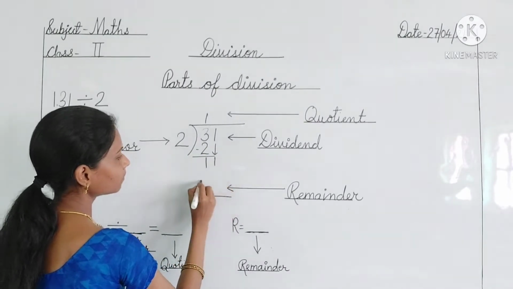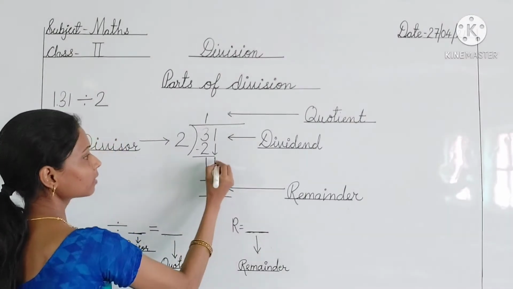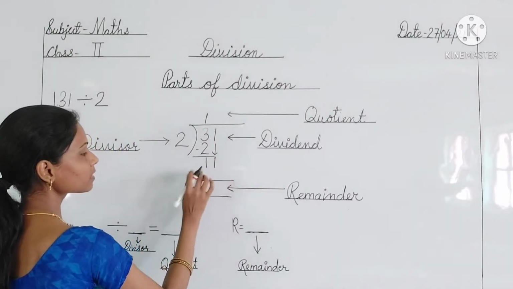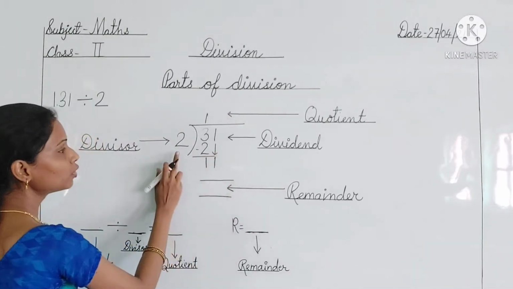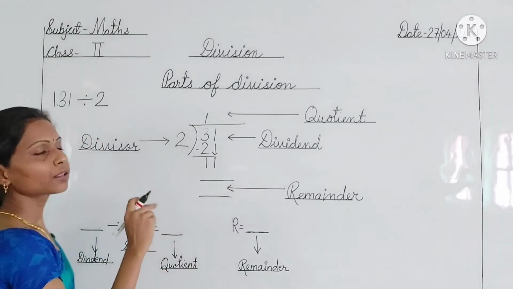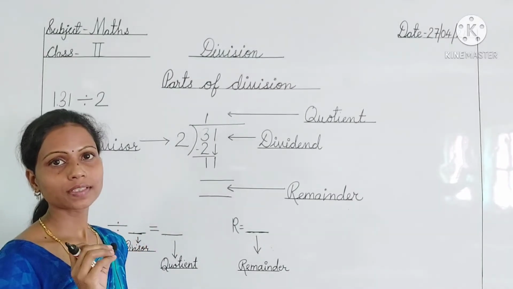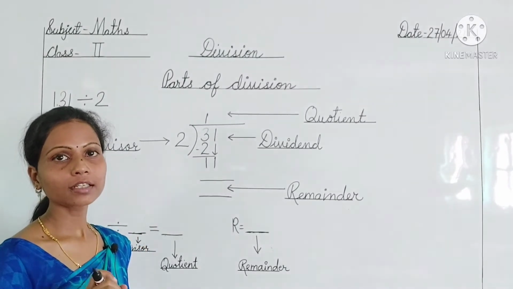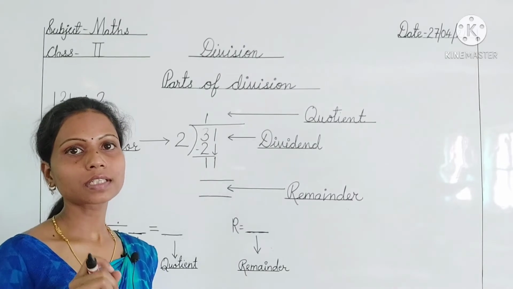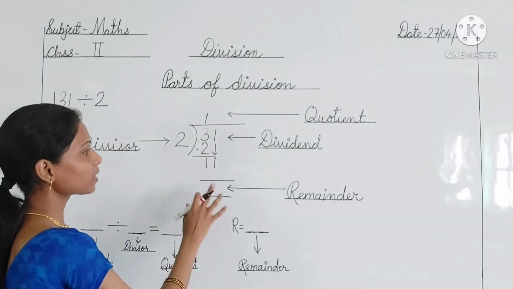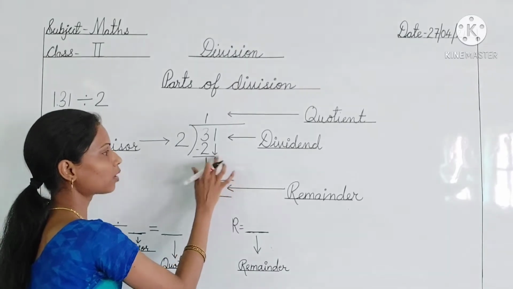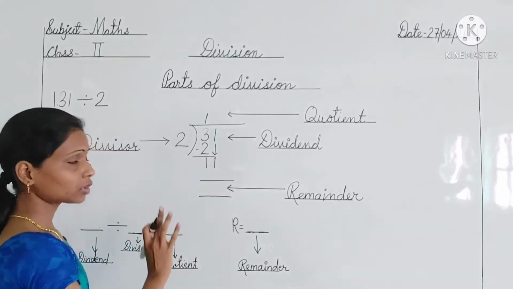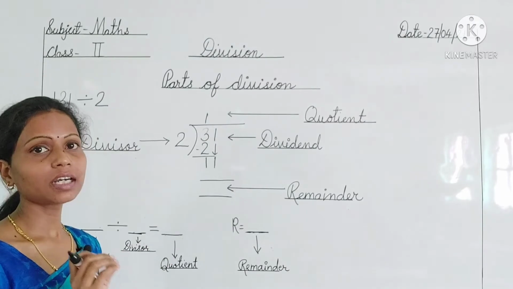Now next, what is the remainder we got? 11. So again, 2 ones are 2, 2 twos are 4, 2 threes are 6, 2 fours are 8, 2 fives are 10, 2 sixes are 12. Now 12 is bigger than 11. So we will take the number that is smaller than 11. That will be 2 fives are 10.